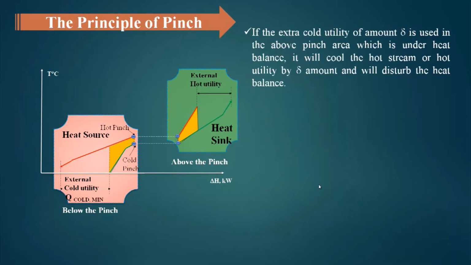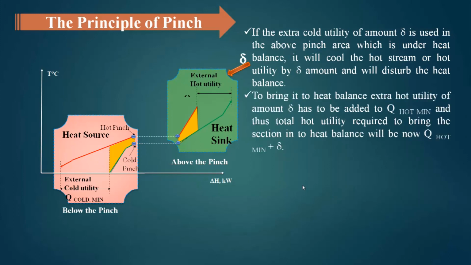Now, let us see what happens if I add a cold utility in the above pinch area and a hot utility in the below pinch area. If the extra cold utility of amount delta is used in the above pinch area, which is under heat balance, it will cool the hot stream or hot utility by delta amount and will disturb the heat balance. Now, if I add a cold utility amount delta here, then what will happen?